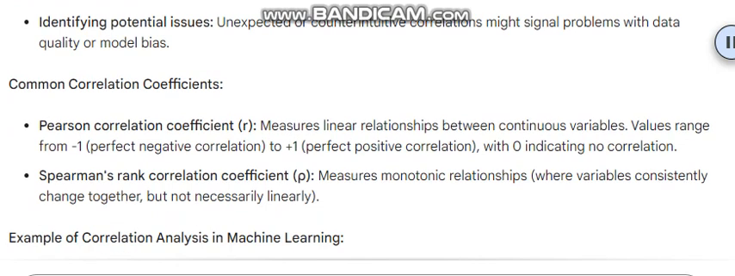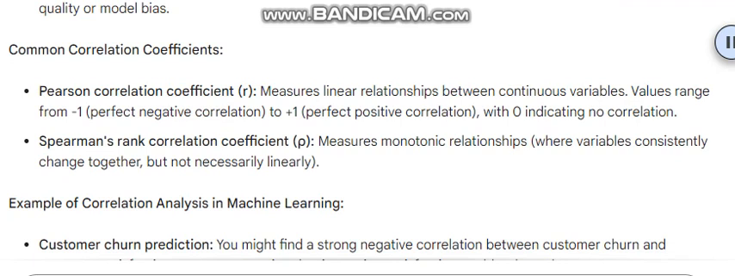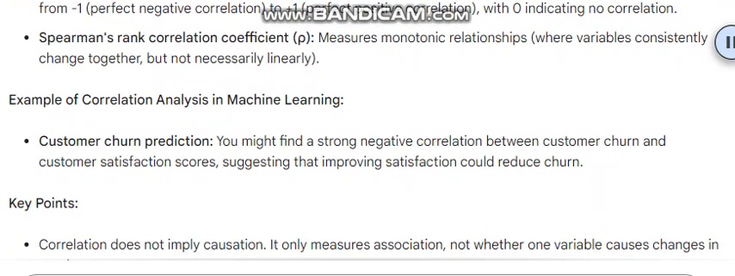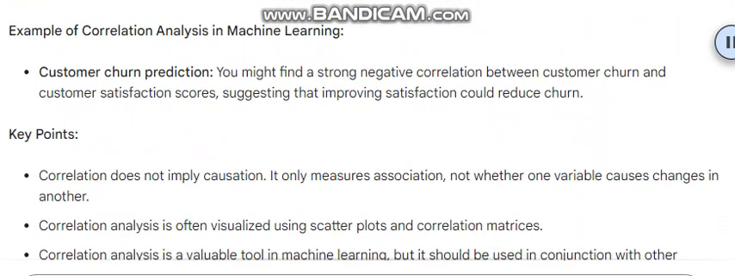Spearman's rank correlation coefficient, ρ, measures monotonic relationships, where variables consistently change together, but not necessarily linearly. Example of correlation analysis in machine learning: customer churn prediction. You might find a strong negative correlation between customer churn and customer satisfaction scores, suggesting that improving satisfaction could reduce churn.